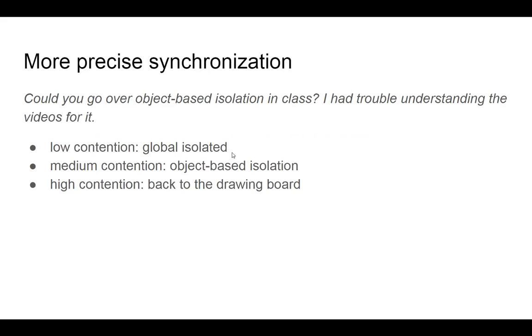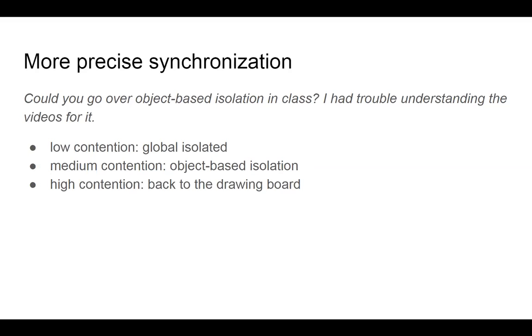For low contention, he says to go ahead and use global isolation. That's because the overhead is lower for global isolation, since you don't have to do that ordering I was mentioning. Medium contention is for the object-based isolation. And this is one of my favorite little parts of his videos: if you have high contention, you've got to go back to the drawing board, because nothing can save you from that.